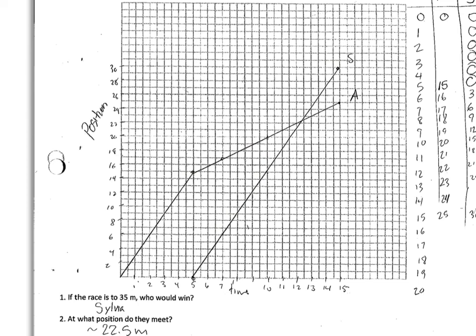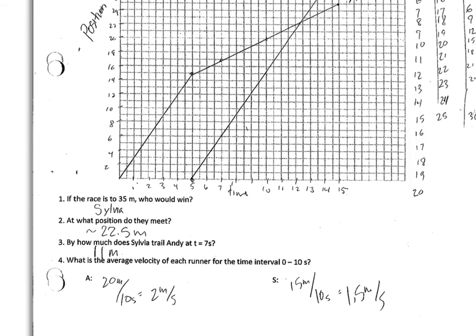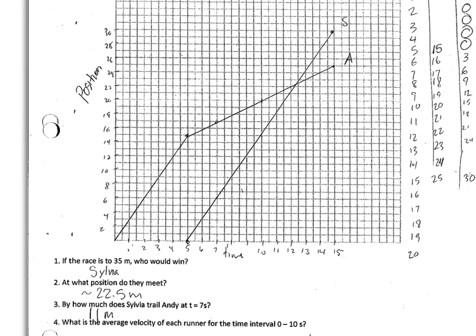The first question asks, if the race were to go to 35 meters, who would win, based on the assumption that they continue at the pace that they're at. 35 meters is somewhere up here on the graph, and even by the 30-meter mark, it's pretty clear that Sylvia has gone further than Andy in that same amount of time. So after 15 seconds, Sylvia already has a lead. That lead looks to be increasing over time, so we would say Sylvia is the likely winner if the race were to 35 meters.